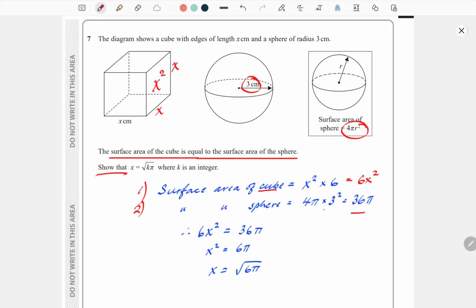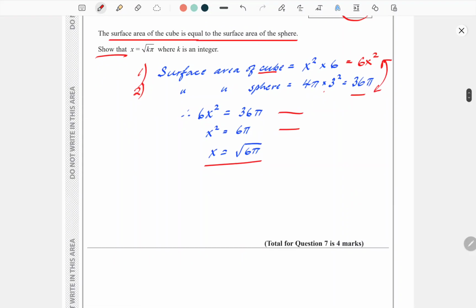The two quantities equal each other, so just write it out. 6x squared equals 36 pi. Divide by 6 on both sides, and you get x squared equals 6 pi. The way to get rid of the square is to square root both sides, and you end up with x equals square root of 6 pi. It may look strange, but that is right.